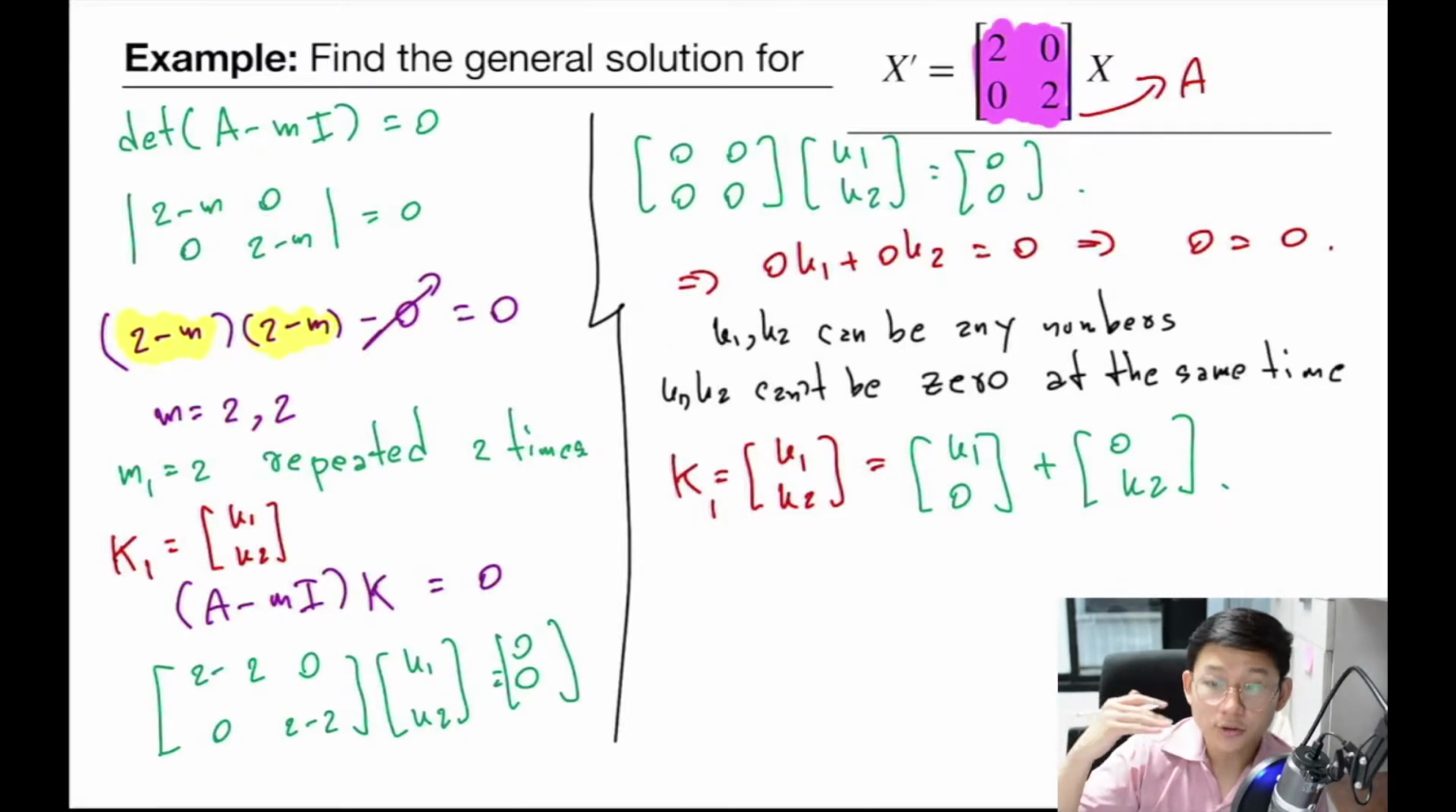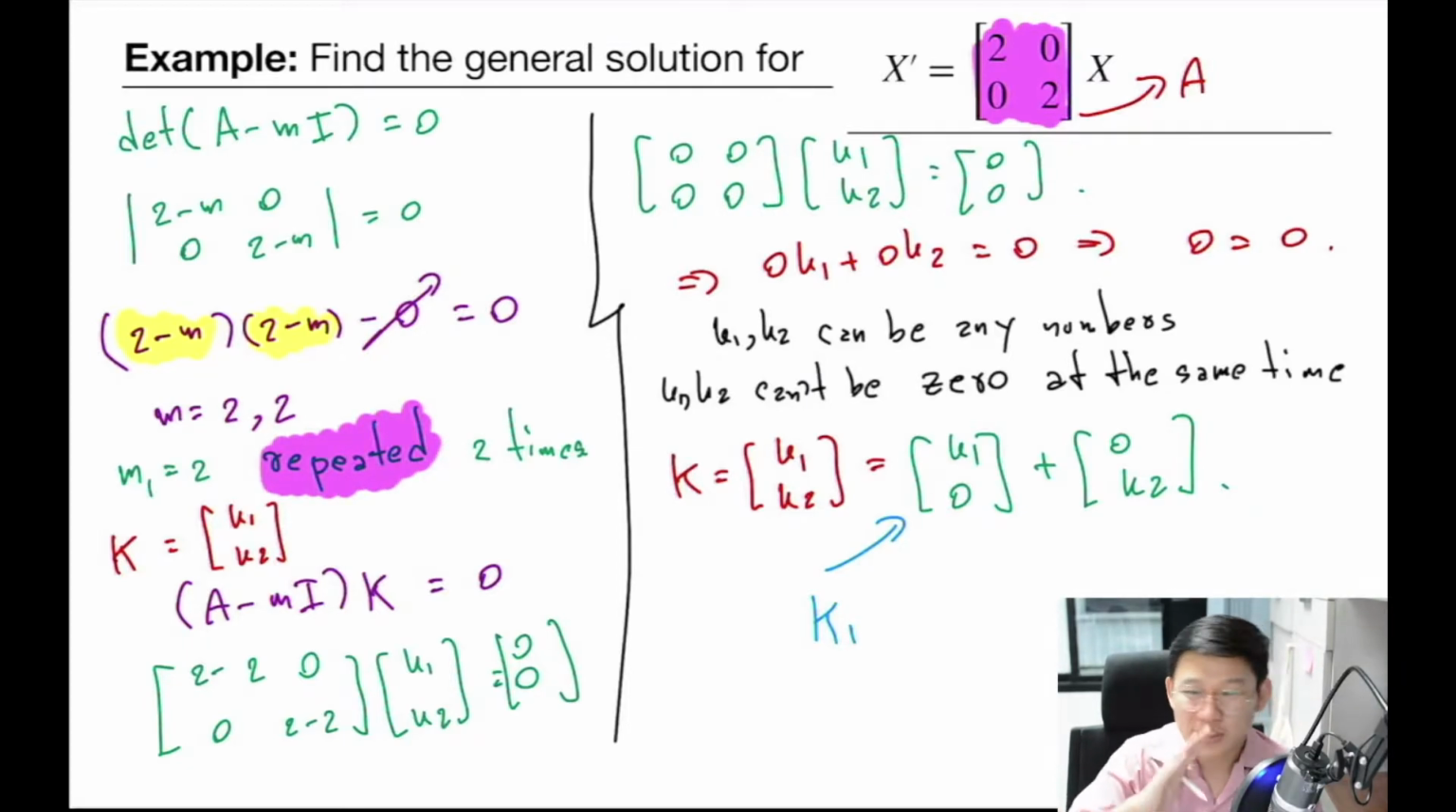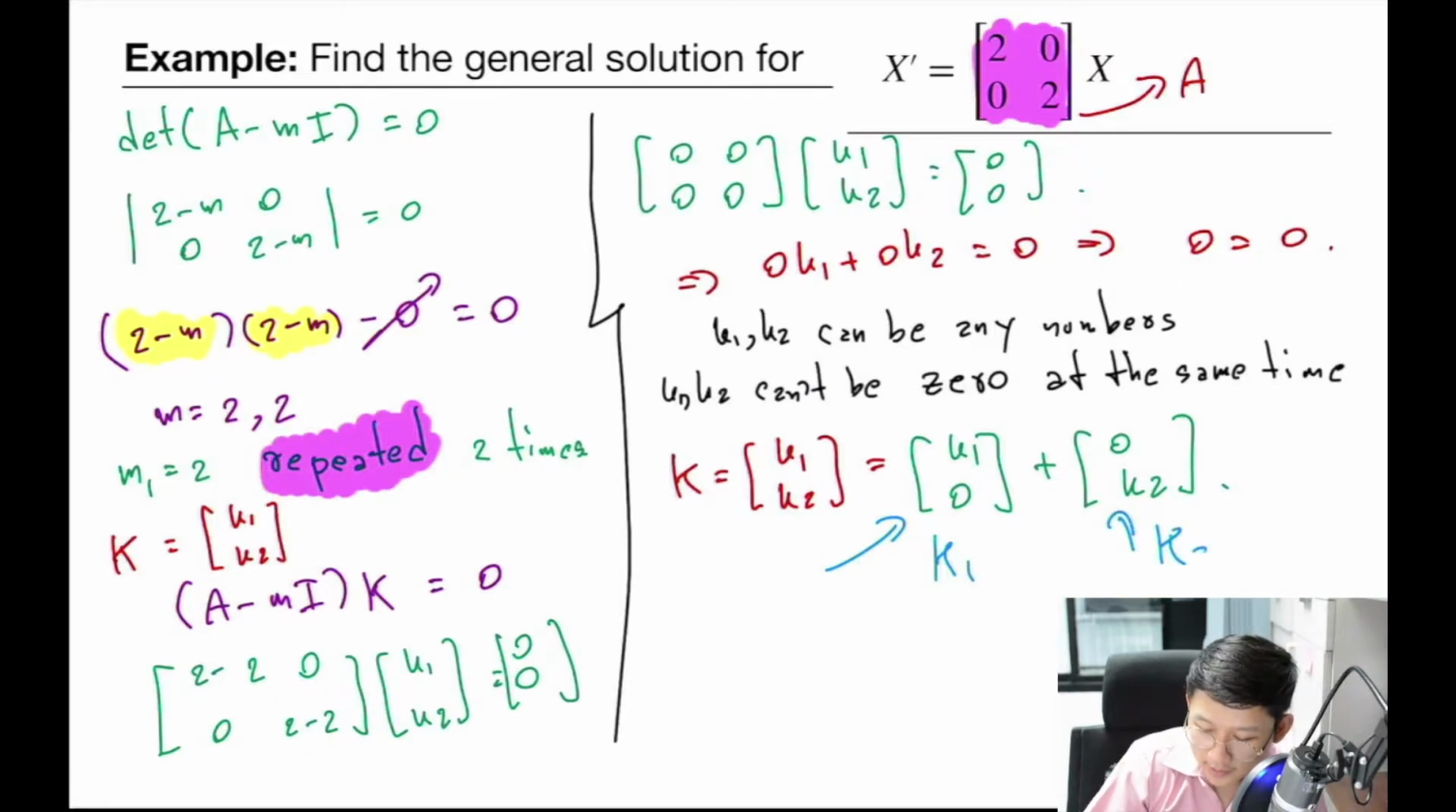Once you split that into two vectors, let me call it k1 again. So how about here we just call this vector k, not k1 and k2. When m is repeated, you just call it k. You don't need to call it k1, just call it k, because you know that it might give you many k's afterwards. So I'll call that k1, and I'll call this k2.